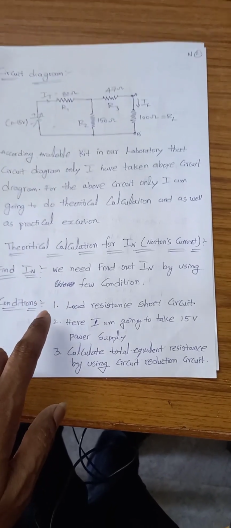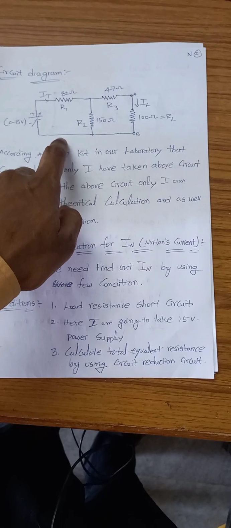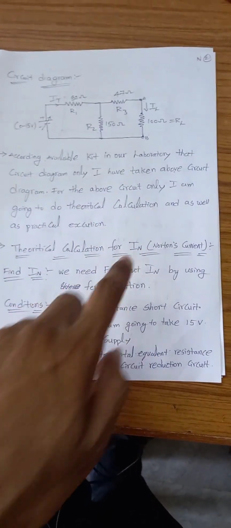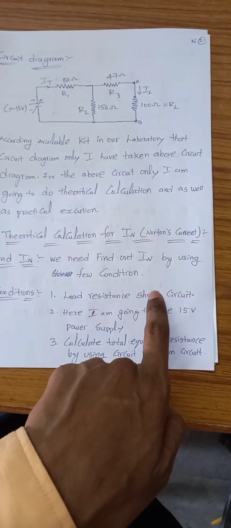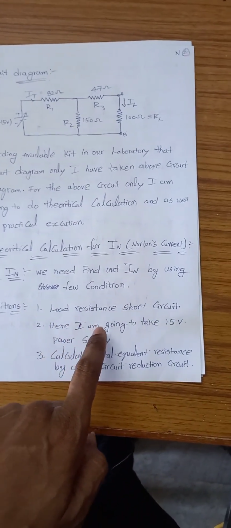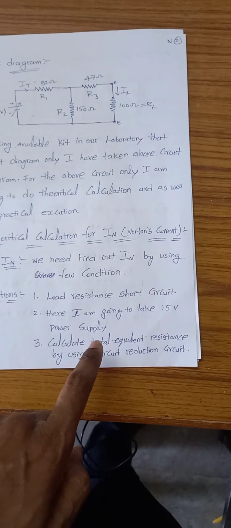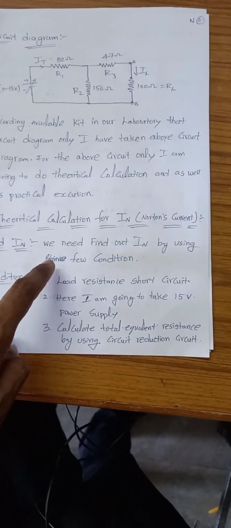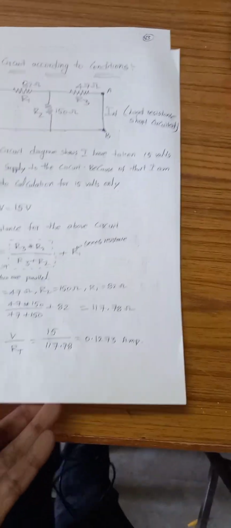So by using those conditions only we are going to redraw this circuit diagram, then only it will be possible to calculate IN current. You remember, the first condition is load resistance in short circuit condition. Here I am going to take a 15 volts power supply and calculate the total equivalent resistance by using the circuit reduction technique. So according to these three conditions, I am going to redraw the circuit diagram.